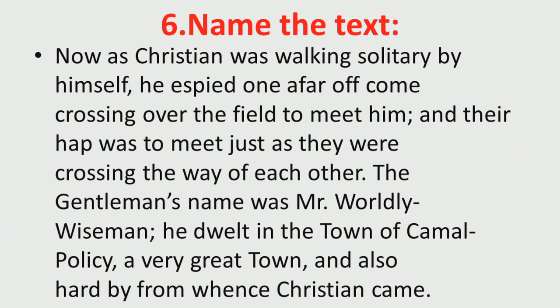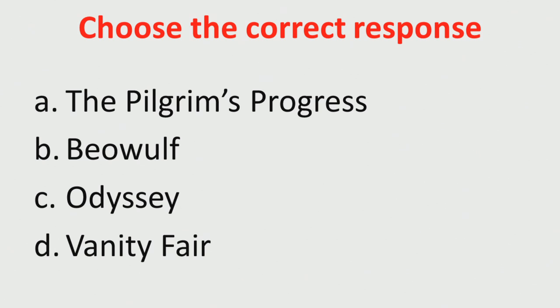Next. Now name the text here. Now, as Christian was walking solitary by himself, he espied one afar off come crossing over the field to meet him, and their hap was to meet just as they were crossing the way of each other. The gentleman's name was Mr. Worldly Wiseman. He dwelt in the town of Carnal Policy, a very great town, and also hard by from whence Christian came. So choose the correct response. Where is this from? The Pilgrim's Progress, Beowulf, Odyssey, Vanity Fair.